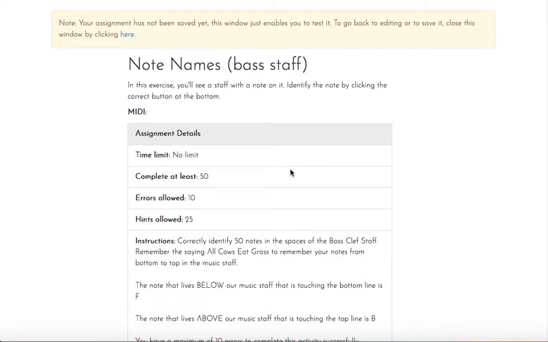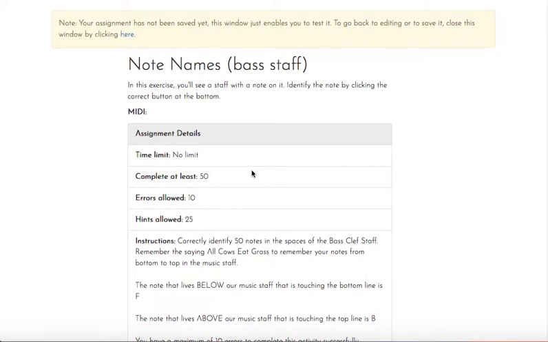We're going to be naming notes on our music staff, these spaces, and I'm adding a space above and a space below. So, the same way we just did with the lines in the activity before, we're going to do with the spaces as well. Make sure you read your instructions as always.